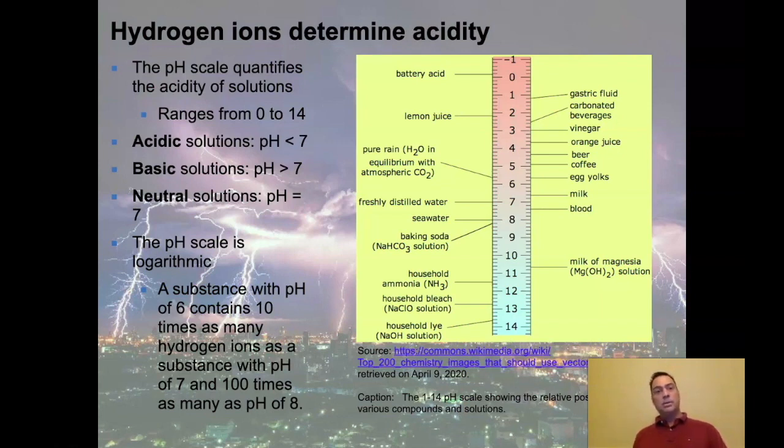Okay, so the way we keep track of it is through something called the pH scale. The pH scale quantifies the acidity of solutions. That measurement of how many protons, or how many loose protons, are in a system is what we call the pH scale. Something you've probably heard about your whole life but didn't really know what that was a measurement of. And it ranges from 0 to 14.